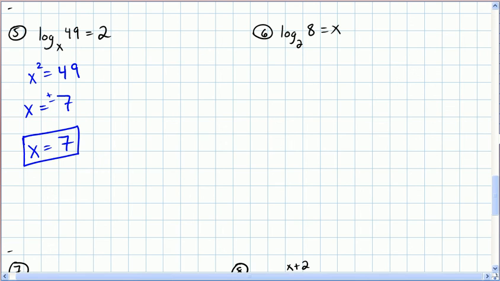Number 6. We can do this one in exponential form if we would like. So we can change this to 2 to the x equals 8, which would be 2 to the x equals 2 to the 3rd. So x will equal 3. We can also just do this one in our calculator. We could say log 8 divided by log 2. And we're still going to get 3 as our answer.